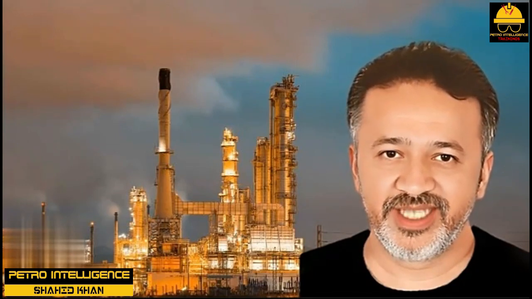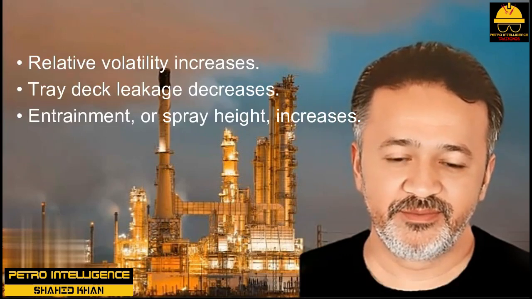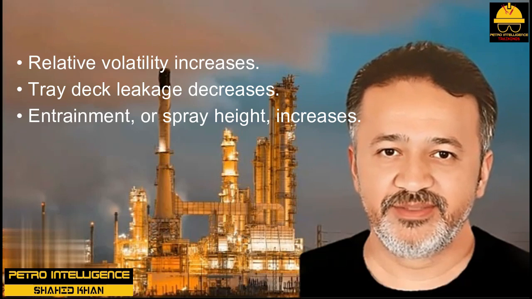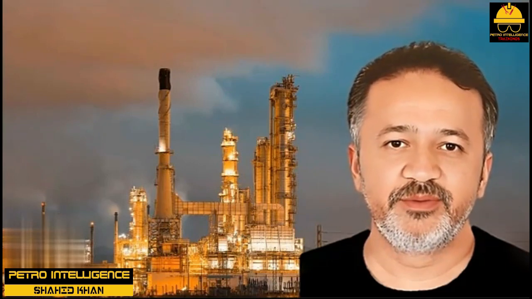Incipient flood point. As an operator reduces the tower pressure, three effects occur simultaneously. Relative volatility increases. Tray deck leakage decreases. Entrainment, or spray height, increases. The first two factors help make fractionation better, the last factor makes fractionation worse. How can an operator select the optimum tower pressure to maximize the benefits of enhanced relative volatility and reduce tray deck dumping without unduly promoting jet flooding due to entrainment?